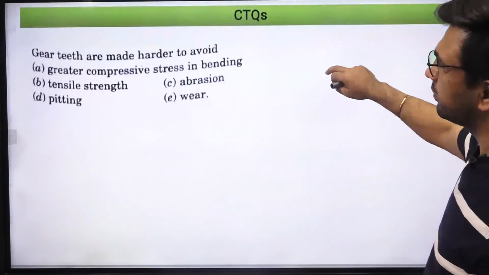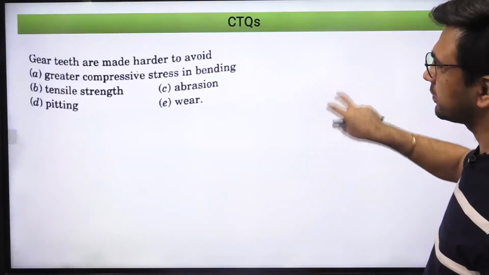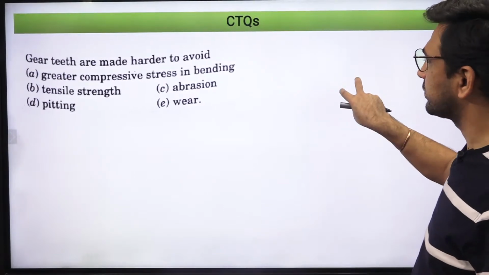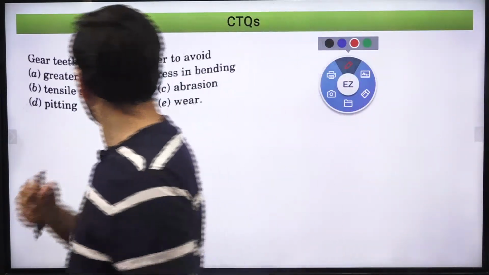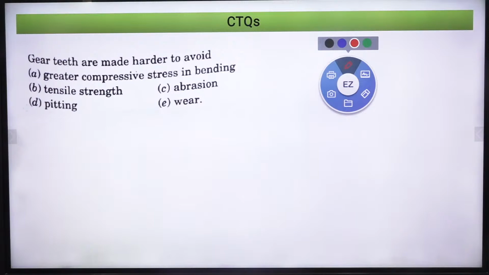Go to this particular question. Gear teeth are made harder to avoid what? Try to give the answer and keep it in mind: in objective kind of questions, particularly for PSUs, you have to select the most appropriate one. What does that mean? It means that there could be other options which may seem to be correct, or may be correct, but you have to select the most correct or the most appropriate one.